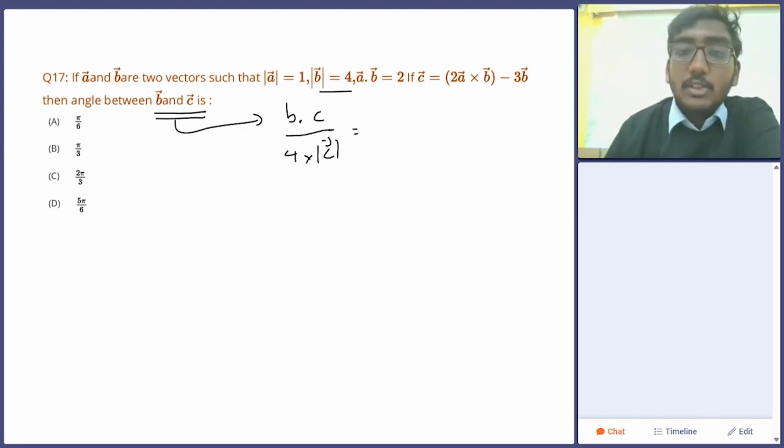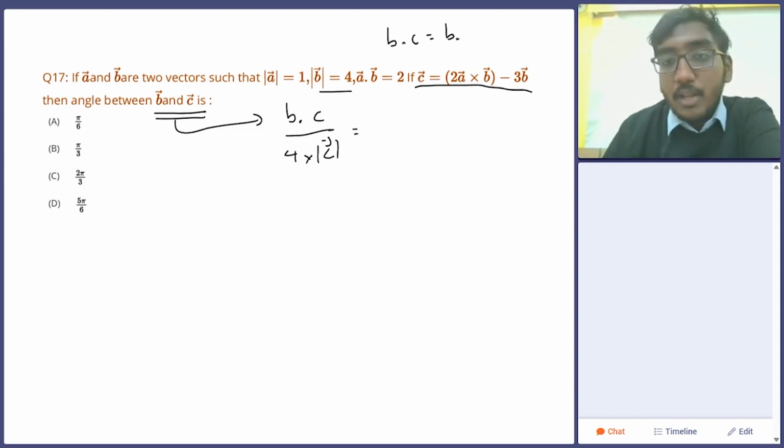First determine what B dot C is. C is this expression, no? If you take the dot product on both sides, B dot C will be what? B dot C will be B dot 2A cross B minus 3B, right?